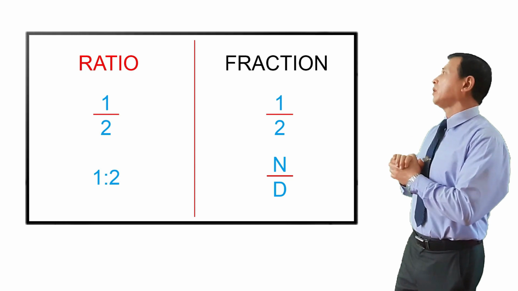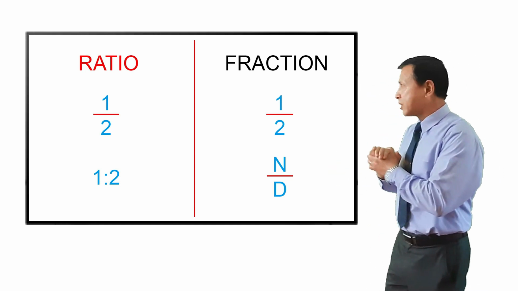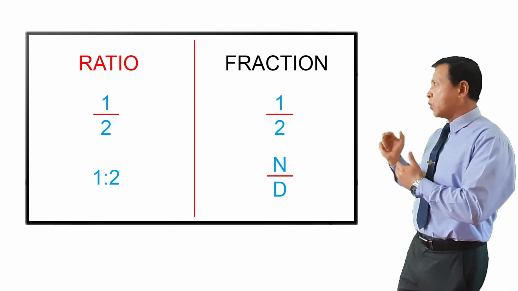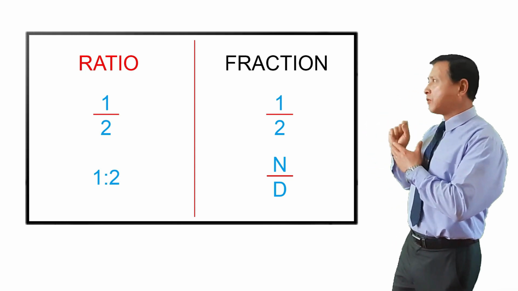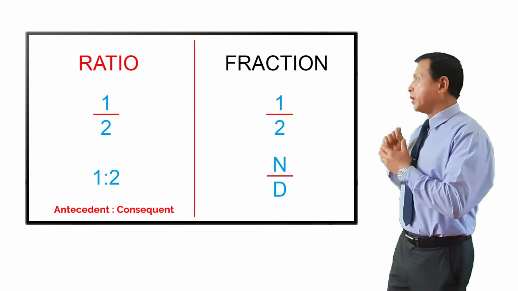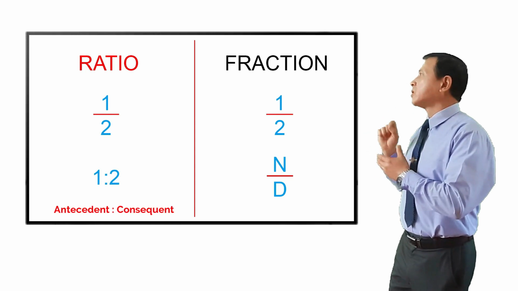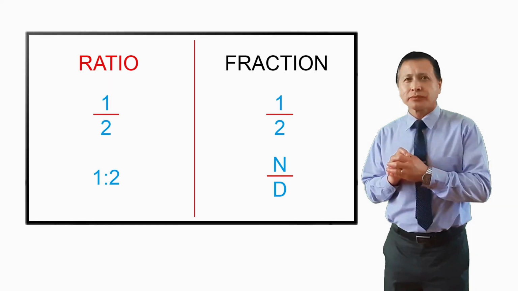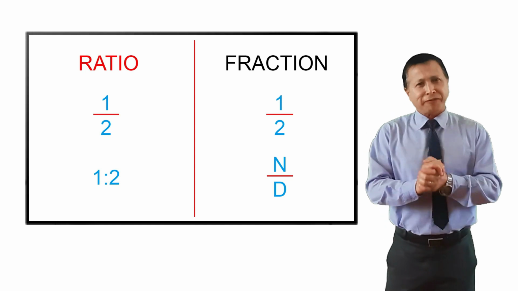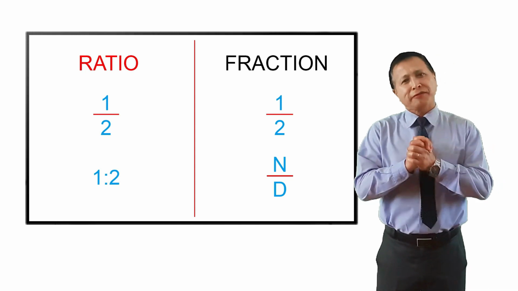Ratio can also be expressed in the form of a fraction, but we read it as 1 is to 2. 1 being the first term is called the antecedent, and 2 being the second term is called the consequent. Well students, we are now going to discuss the difference between ratio and fraction.